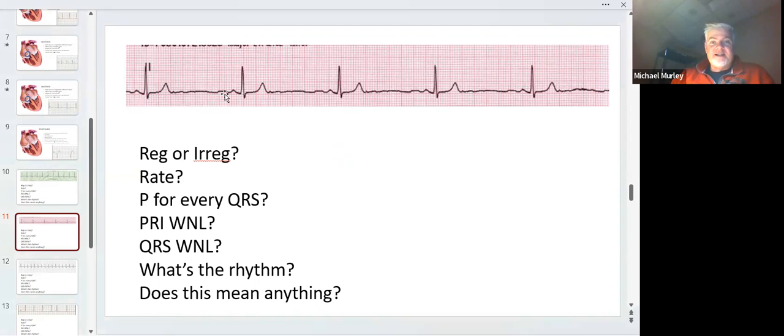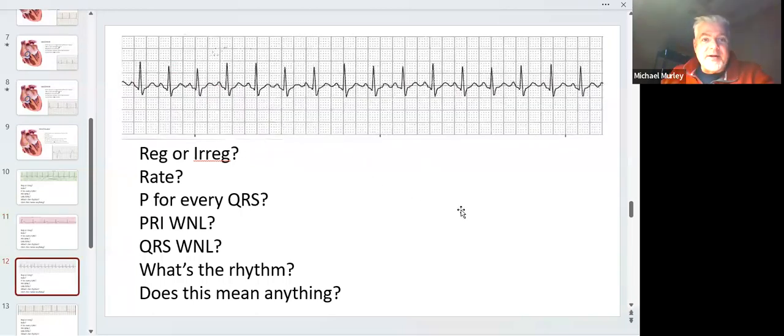Is there a P for every QRS? Yes. Is the PRI within normal limits? Let's see, 1, 2, 3, 4. 0.16. Yes. The QRS is nice and tight. What's the rhythm? This is a sinus bradycardia. Doesn't mean anything. Maybe this person is an ultra marathon runner and has a normal resting heart rate of 37. Depends on the patient. If it is symptomatic, we're going to have the doc order atropine, TCP, dopamine, and well, we don't do anything else, but we can do those.